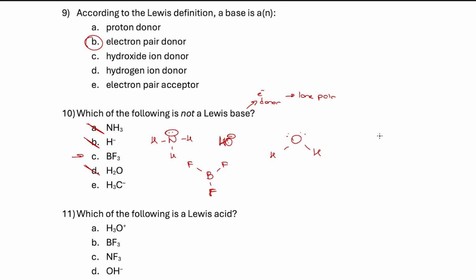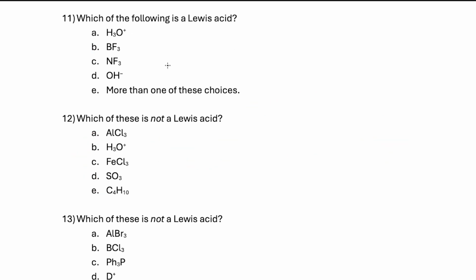And H3C minus, well, if we drew this out, remember that a carbanion can only be a carbanion if it has 3 bonds and a lone pair. And so this lone pair makes it a Lewis base. And so our correct answer choice is C. 11 is asking which of the following is a Lewis acid. And so remember that your Lewis acid definition is that it's an electron acceptor, meaning that it could possibly accept another lone pair.